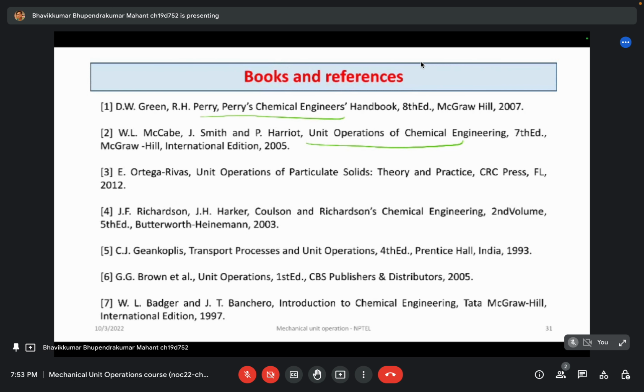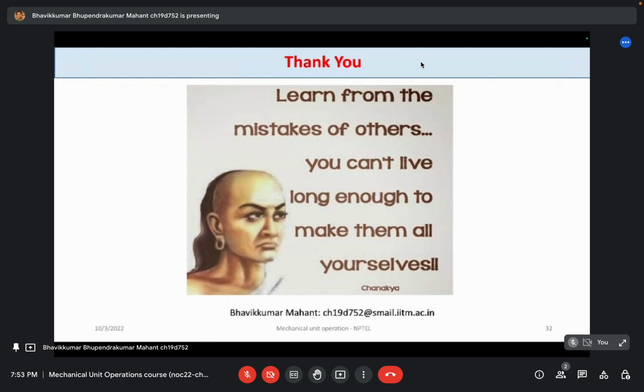Every time, today also we will discuss one quotation. Here I mentioned a quotation from Chanakya. You can understand it by reading it, so there is nothing new in it. Learn from the mistakes of others. You can't live long enough to make them all yourselves.